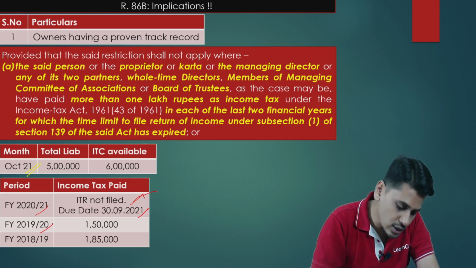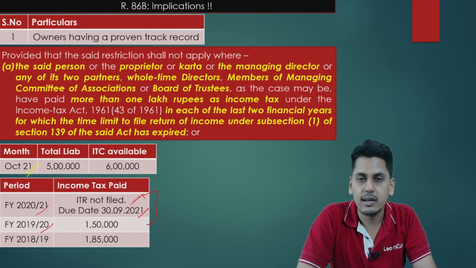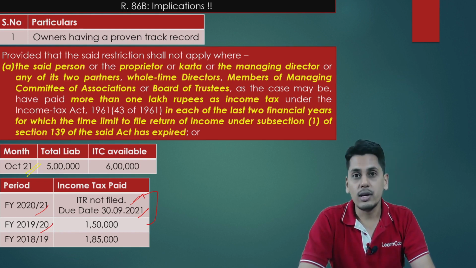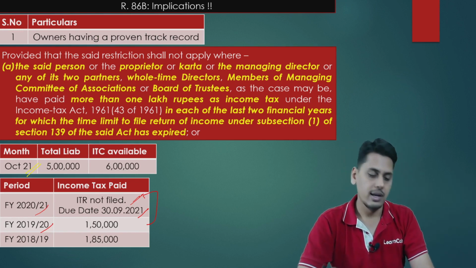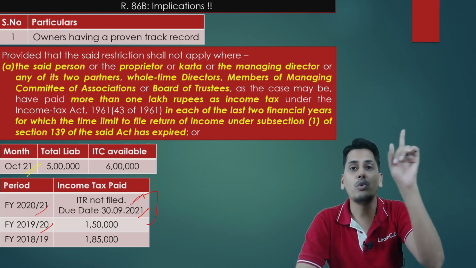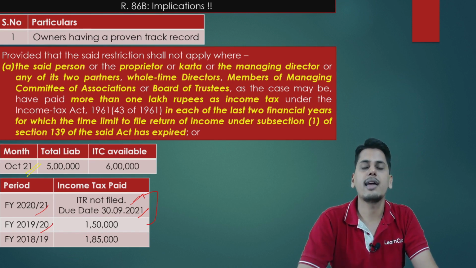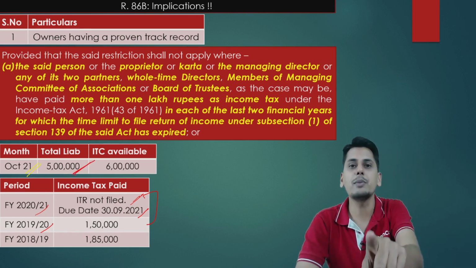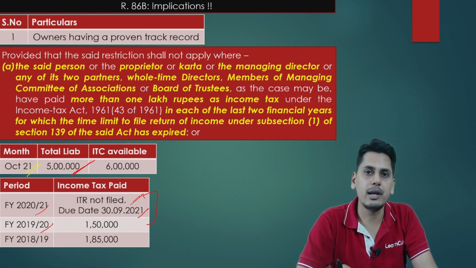Now friends, in each of these financial years, has income tax exceeding 1 lakh been paid? The answer is no. So friends, since the answer is no, he is not covered by the exception. 86B is applicable to him. In this case, for the particular tax period October 2021, rupees 5,000 he has to pay from his electronic cash ledger. Total liability is 5 lakhs, at least 1% to be paid from the electronic cash ledger. 5,000 has to be paid from cash ledger.